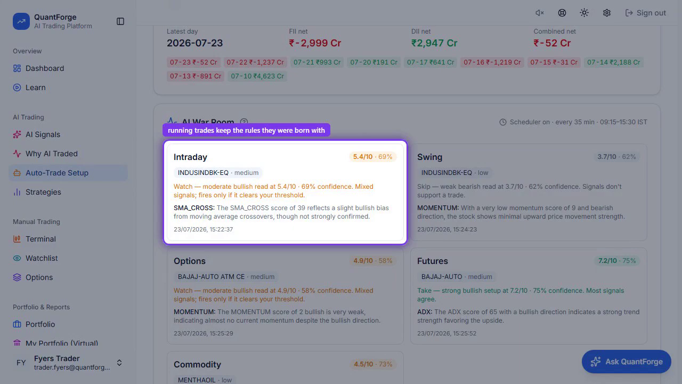And every save is recorded. If a trade later looks wrong, you can check what the rules were at that moment instead of relying on memory.